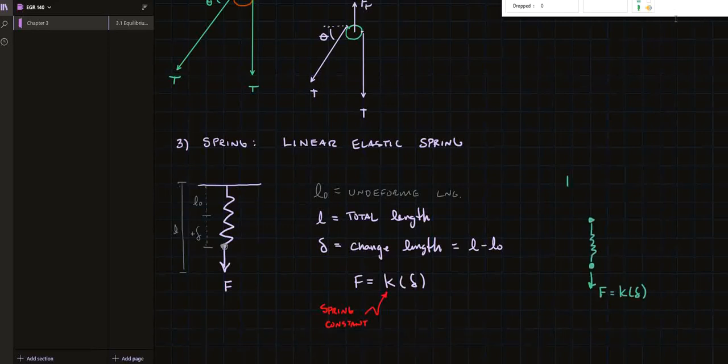So representing this in a free body diagram, we might draw something that looks like this, where this represents our spring. We have a force pulling down equal to K delta, and then we have the reaction force from up here. You don't have to draw this line here, but sometimes it helps.